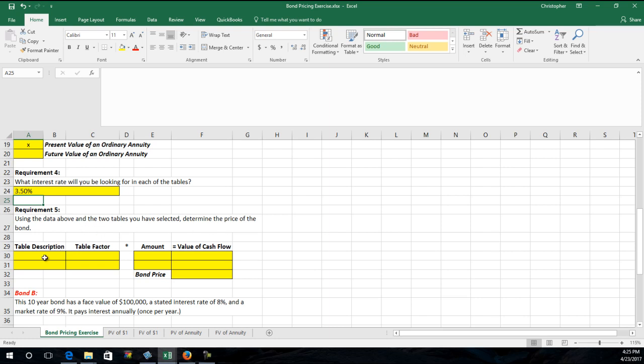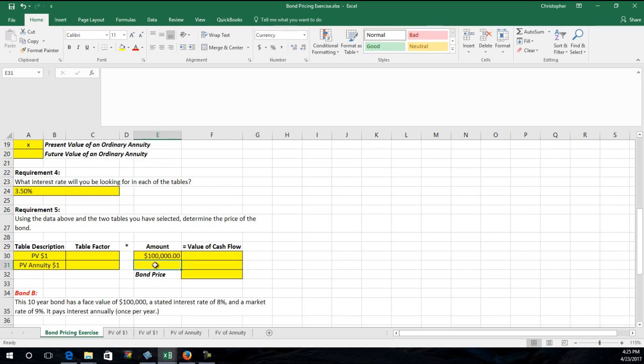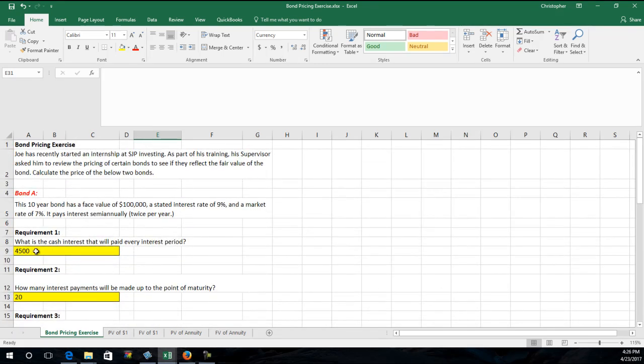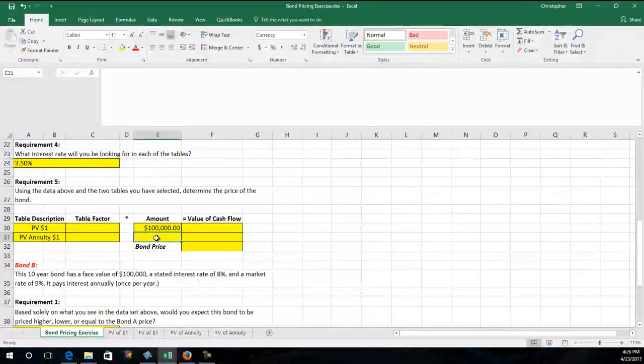So we're going to determine the price of the bond using this little chart down here. And I'm going to put in a description. The first table would be the present value of $1. And the second table would be the present value of an annuity of $1. Now we'll get the table factors in just a bit, but present value of $1, the amount we're going to multiply that factor by is going to be the $100,000 face value. For the present value of an annuity, this is where we have to go up and find one interest payment. So $4,500 will be the amount we put in for that factor, that value.